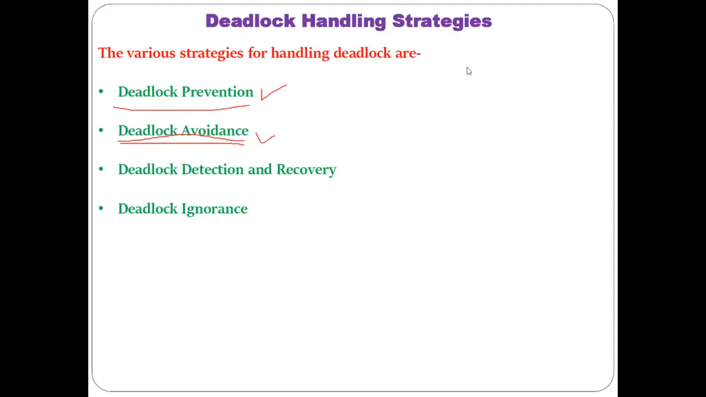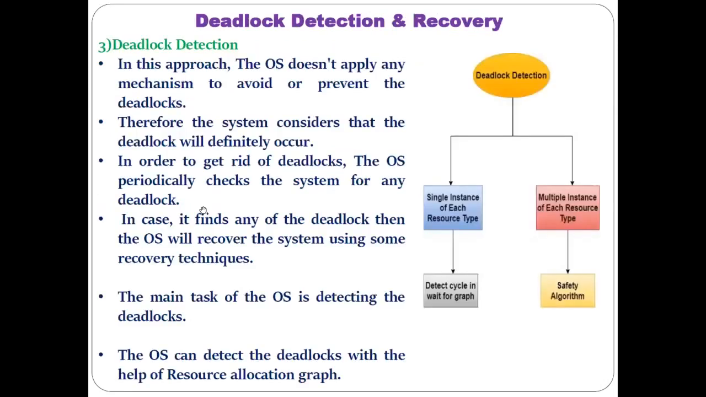So today we have to discuss the remaining two deadlock handling strategies. First is deadlock detection and recovery, and second we have deadlock ignorance. Let's discuss first the deadlock detection and recovery, then we'll discuss deadlock ignorance.